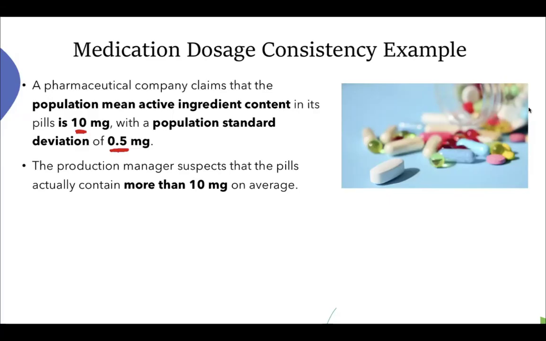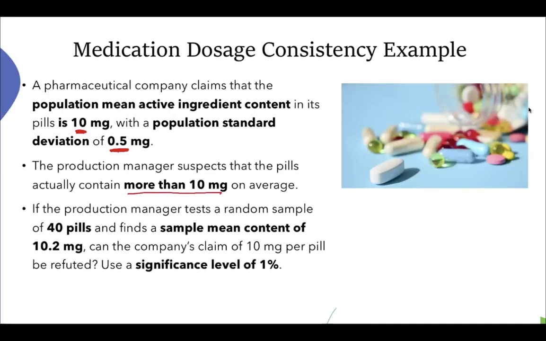And now we have another point of view. The production manager suspects that the pills actually contain more than 10 milligrams on average. If the production manager tests a random sample of 40 pills and finds the sample mean content of 10.2 milligrams, can the company's claim of 10 milligrams per pill be refuted? Use a significance level of 1%. So our alpha this time is 1%.